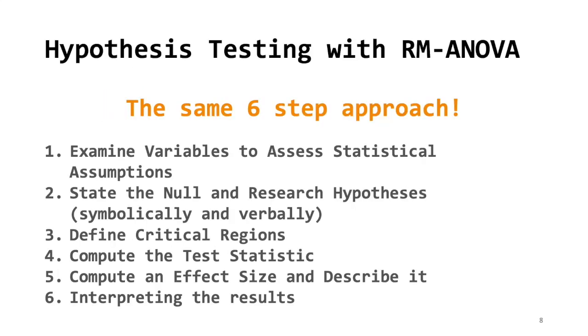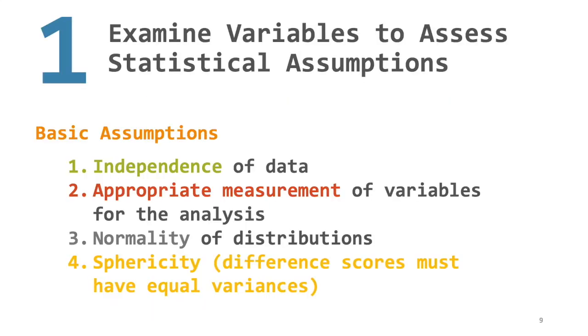So of course we're going to use the same 6-step approach. First one, this is the first time we're going to introduce what's called sphericity. It's a fun word. It just means that difference scores must have equal variances. It's very similar to what we've done with homogeneity of variance. But like with the paired samples t-test, we're going to be working with the difference scores.